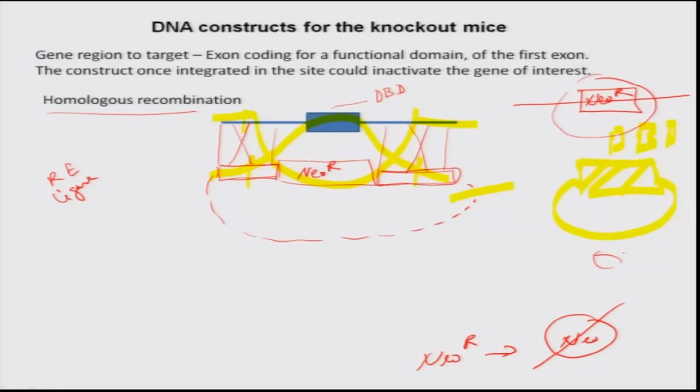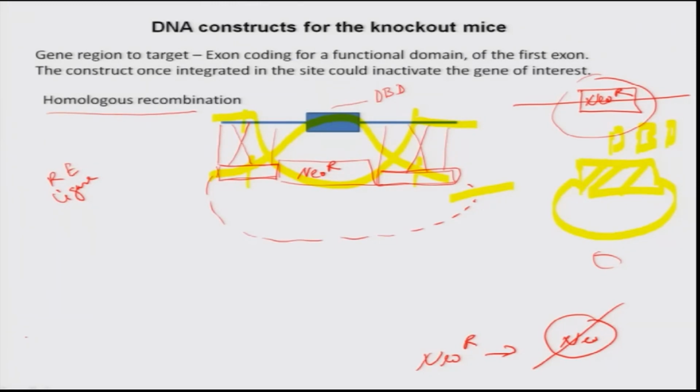But this kind of integration, that is the integration in exactly the region that you want, is a rare phenomenon, right. It can also happen by random integration. For example, the DNA gets integrated somewhere in the genome and still the neomycin resistance would be there. The cells would code for that protein and therefore they would grow. So, how do you know whether the cells that survive under neomycin would have the same kind of integration that you desired? So, what people do is they go for what is called a double selection.